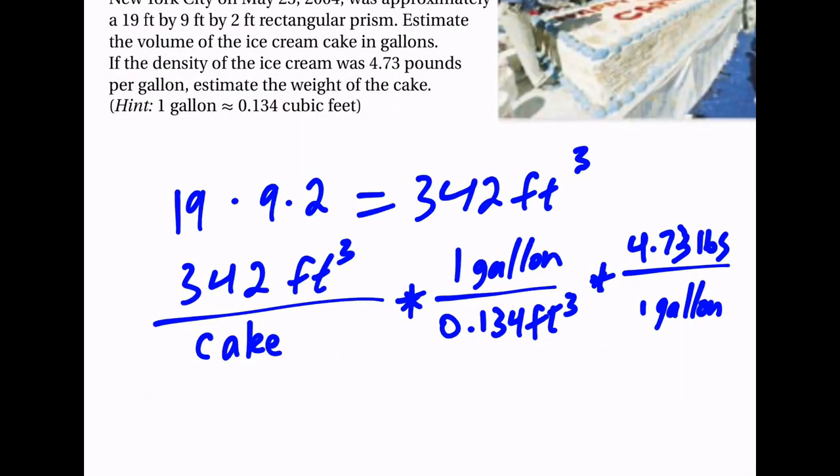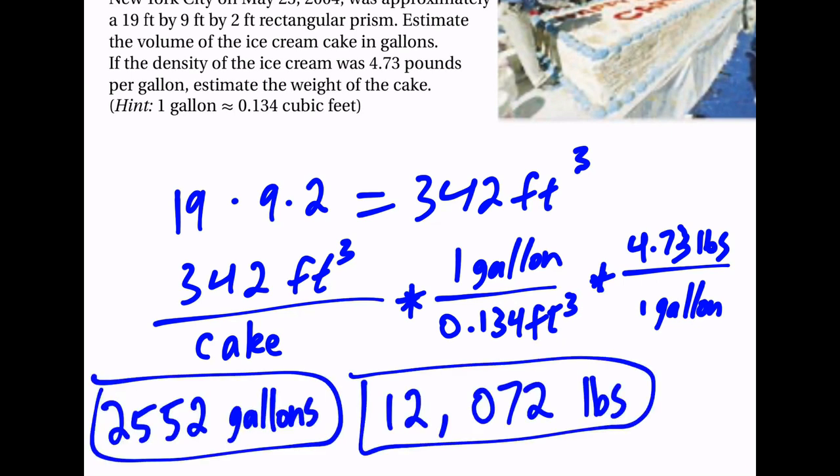So if you multiply across the top and divide by the product of the bottom, and I just noticed they asked you to estimate the volume in gallons somewhere along the way, and then the weight of the cake. So this many gallons and this many pounds. I just rounded it to the nearest whole number there.